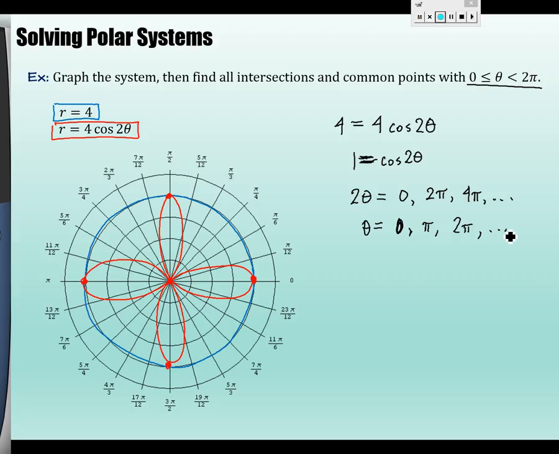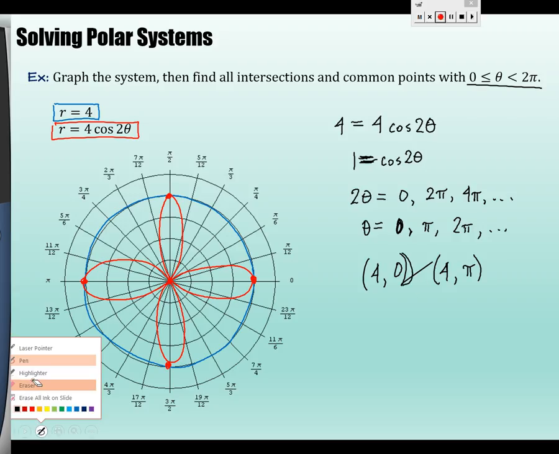So if theta is 0, we get an intersection of 4 for r and 0 for theta. 4 comma pi and so on. The 2 pi is not in our interval. Now the issue is the one that Ian was bringing up, and that's that this seems to disagree with what we just said. Didn't we say we were going to get 4 solutions on this interval?